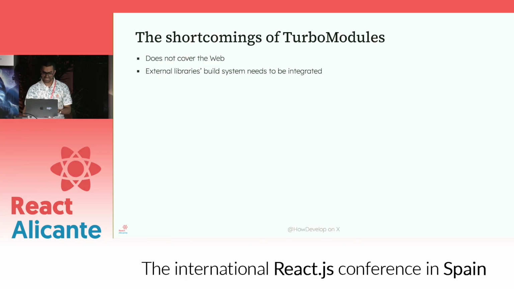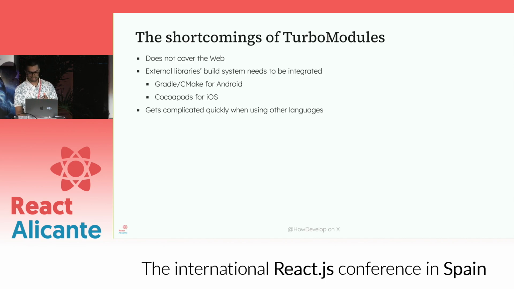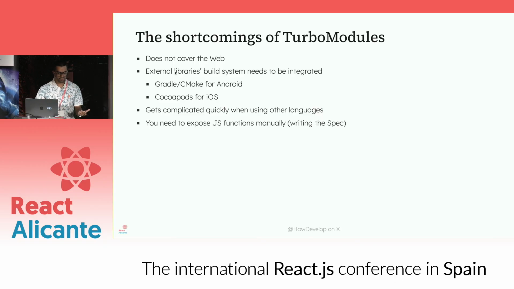And when you are integrating external libraries, you need to integrate their build system as well. So for example, for Android, it would be Gradle, or for iOS, it would be CocoaPods. This approach is not as straightforward if you were trying to integrate an external library like a Rust library. Also, when exposing your native library to JS, you need to write the spec and expose the library functions manually. And on top of that, you also have to maintain that.